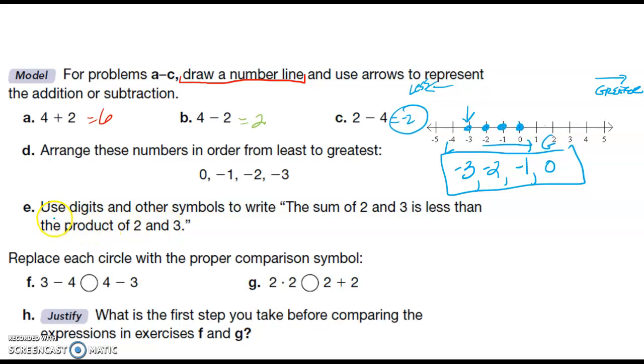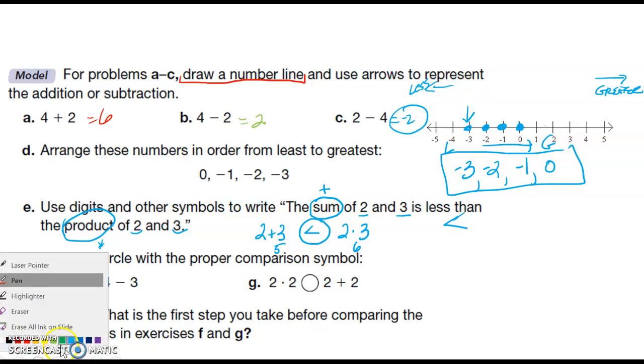Okay? E says use digits and other symbols to write the sum of 2 and 3 is less than the product of 2 and 3. So what I'm doing is I'm translating an English sentence into a mathematical sentence. So I know that sum is addition, 2 and 3, is less than, the product, which is multiply, of 2 and 3. So I have the sum, 2 plus 3, is less than the product of 2 times 3. And that's true. This is 5 and this is 6, so that makes sense.